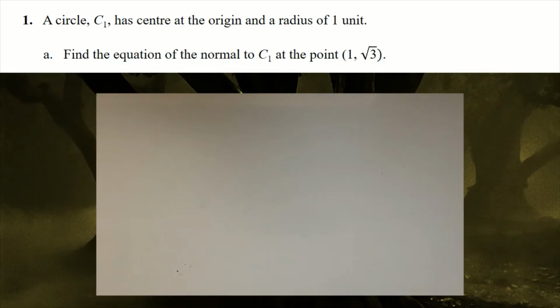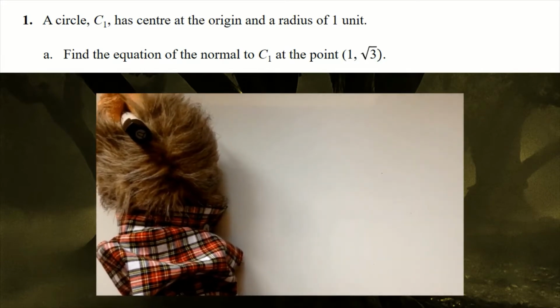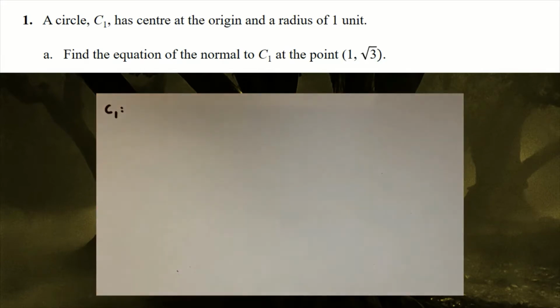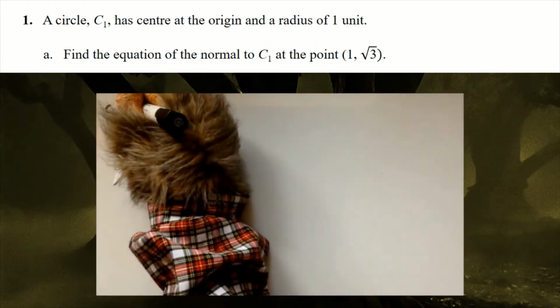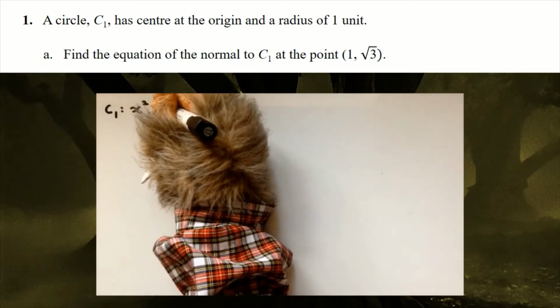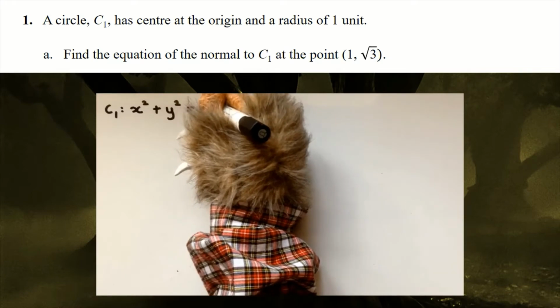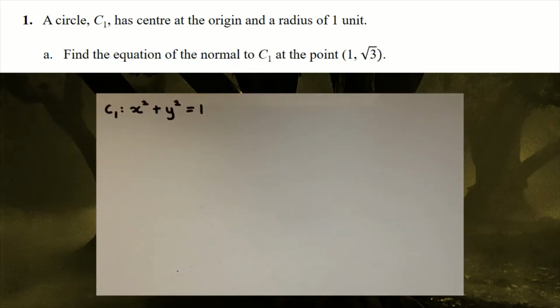We have a circle called C1, which has a centre at the origin and a radius of 1 unit. Let's write down the equation of this circle. You'll remember from last year, in fact perhaps earlier than that, centre at the origin, it's the most basic circle equation you can get. And remember, of course, x squared plus y squared must equal the radius squared, which in this case is 1, so I will leave it like that.